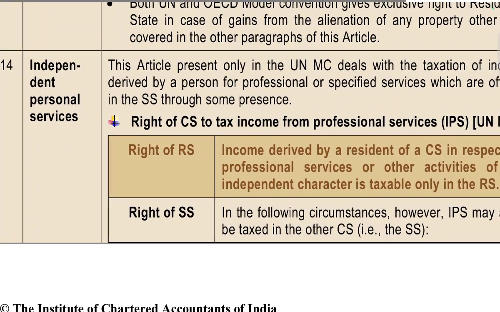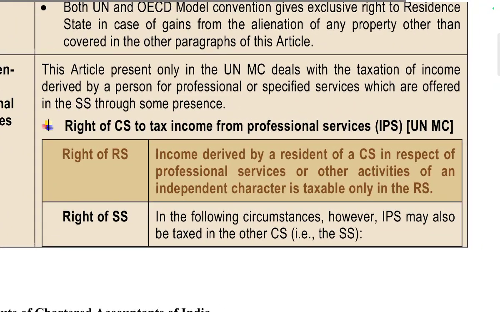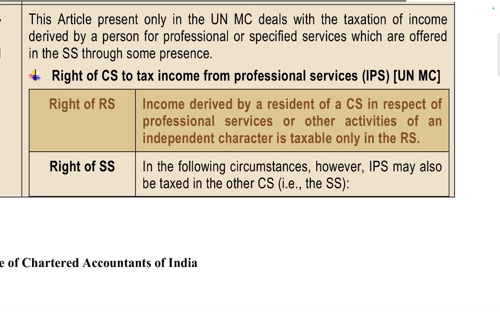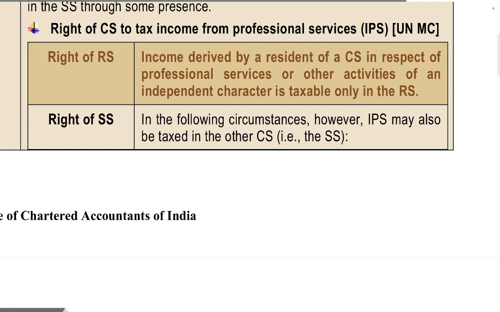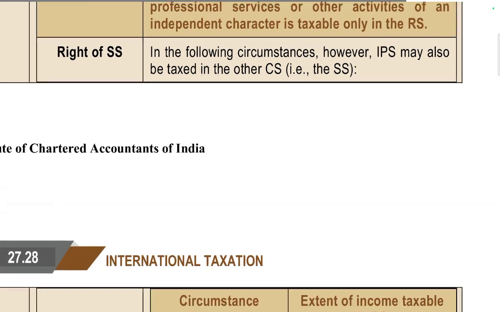Article 14, Independent Personal Services. This article is present only in the UN model convention. It deals with taxation of income derived by a person from a professional service or other activities of an independent character. Right of the contracting state to tax income from professional services: income derived by a resident of a contracting state in respect of professional services is taxable in the residence state. However, in the following circumstances it may also be taxed in the other contracting state, the source state.